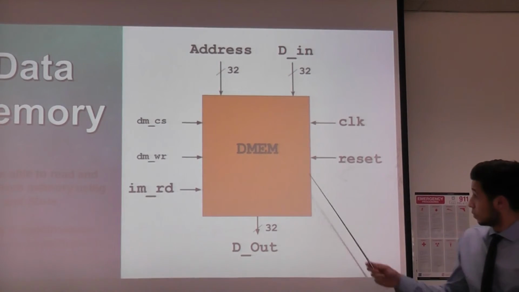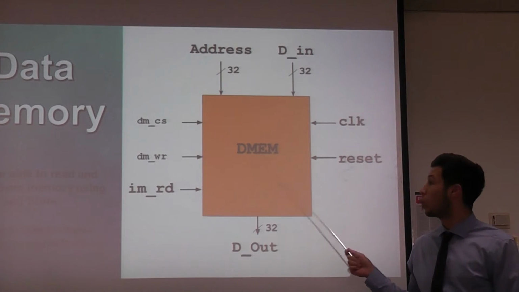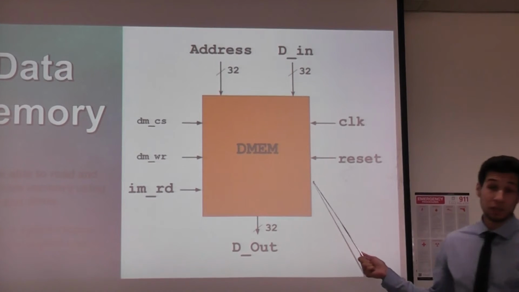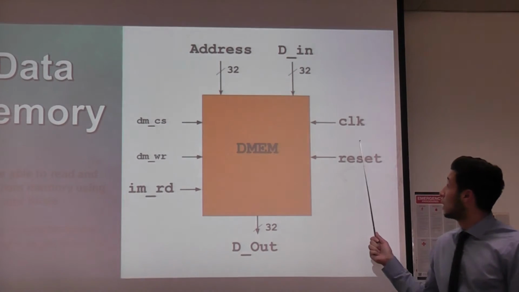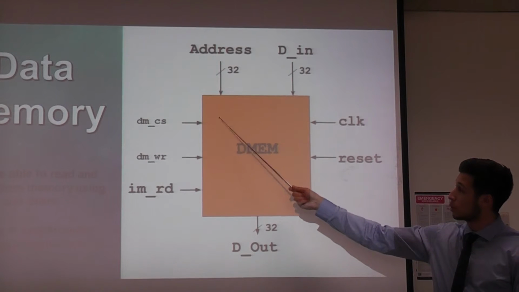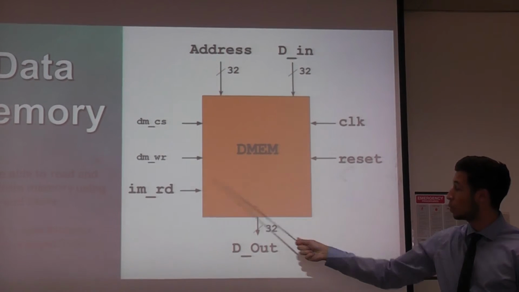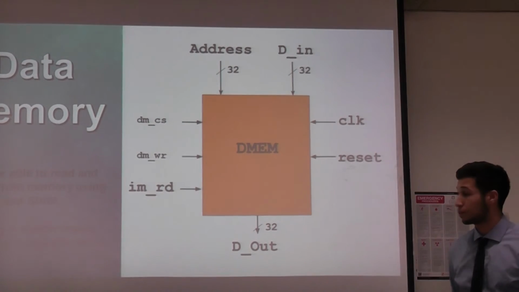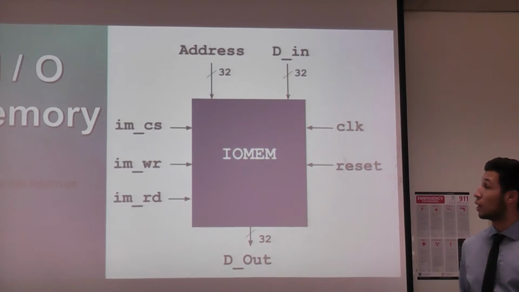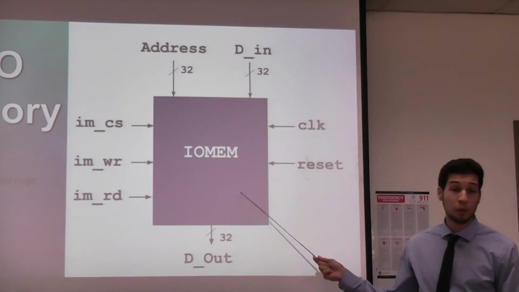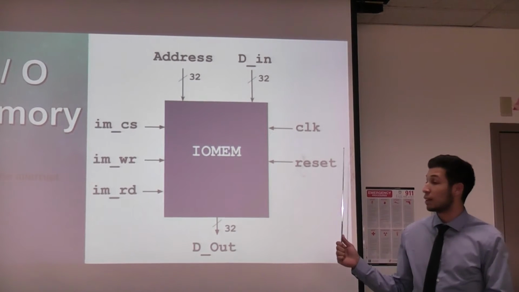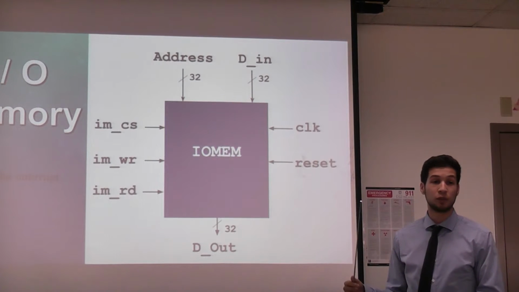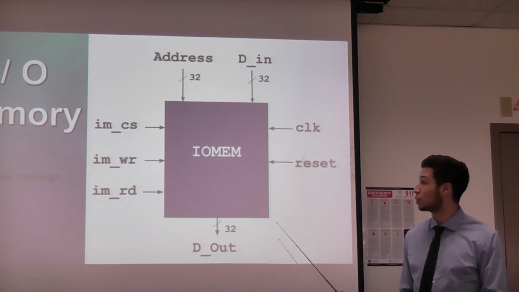The data memory is used to read and write for load and store. Writing is synchronous while reading is asynchronous. There are 3 control signals: a chip select, a write enable, and a read enable. There's a 32-bit address port and a 32-bit data port, as well as clock and reset. The I/O memory is an exact block copy of the data memory, except that it generates an interrupt request, and it takes in an interrupt acknowledge once the interrupt service routine or subroutine is completed by the CPU.